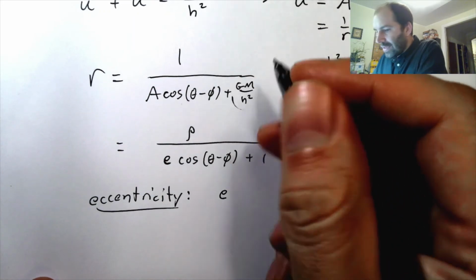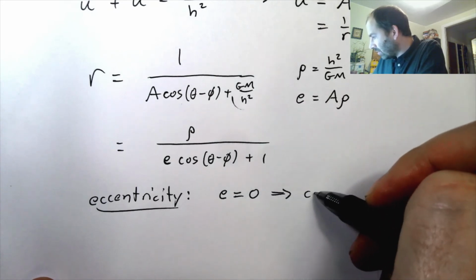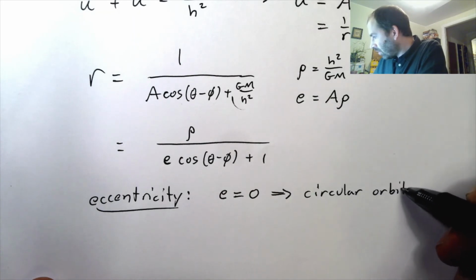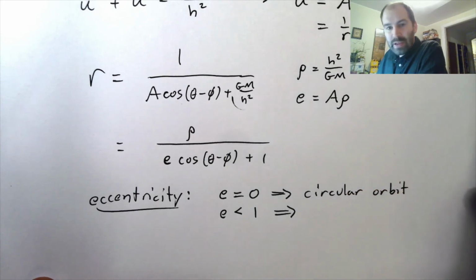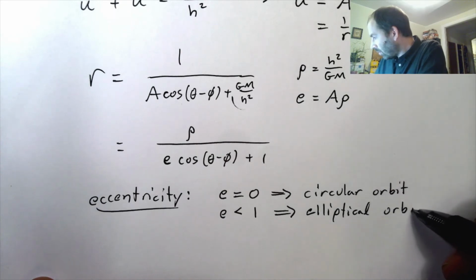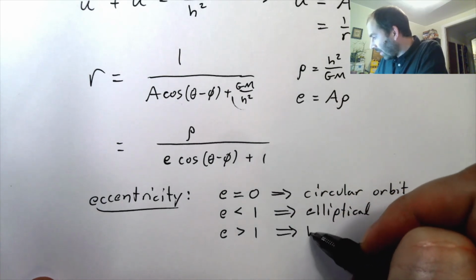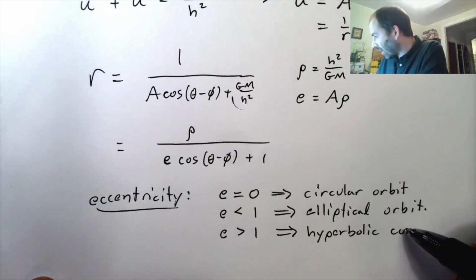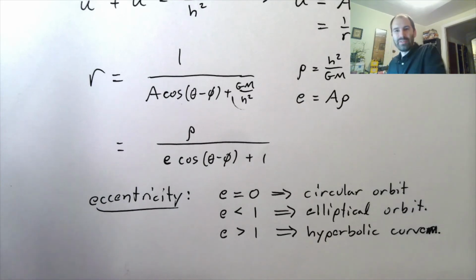If e is, well, remember, if e was 0, that corresponds to a circular orbit. If e is less than 1, then we're getting an elliptical orbit. And if e is greater than 1, we get a hyperbolic. It's not an orbit, so it's a hyperbolic trajectory. But I wrote curve already. Hyperbolic curve. Okay?